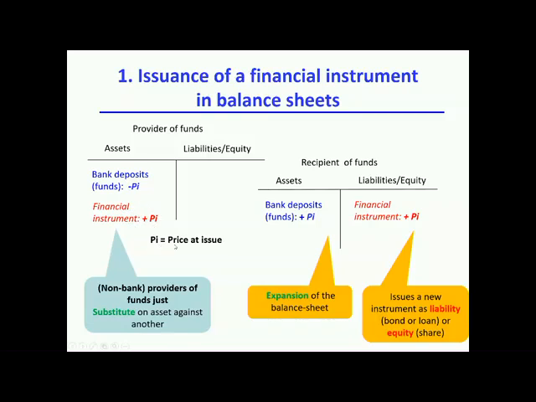PEI stands for price at issue. The slight difference for me, my balance sheet got longer, so I changed both sides. Whilst for you, it was just a swap on the assets. You changed one asset against another asset. Good, and that was the question?